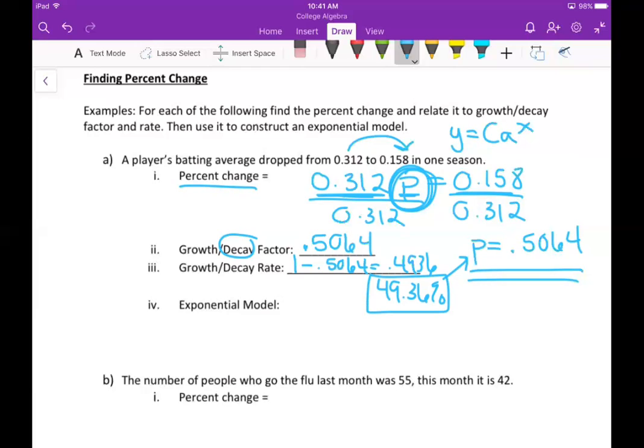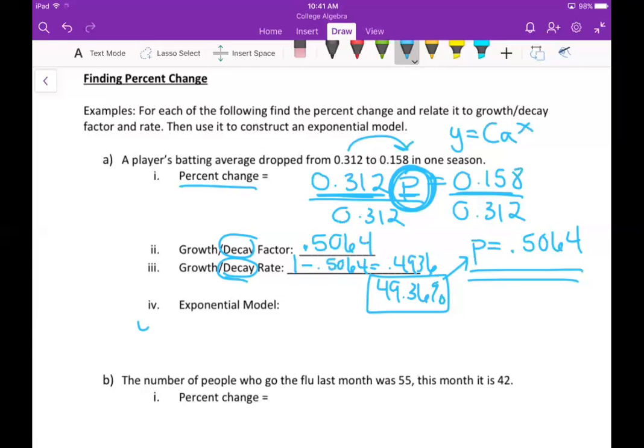So we would say the batting average went down, it decayed by 49.36%. But the way we do that with the math is kind of the opposite of what you might think. It's what we kept here. So understand that when you find percent change, you're actually finding the decay factor, and you have to do the work to find the decay rate. So this also helps us understand decay rate a little bit better. Hopefully we understand the difference between the decay rate and decay factor, so we can put the exponential model together.